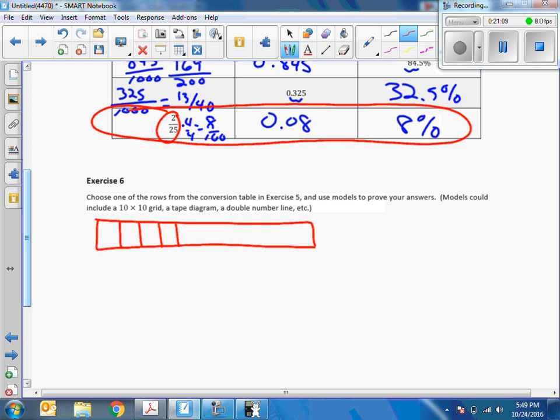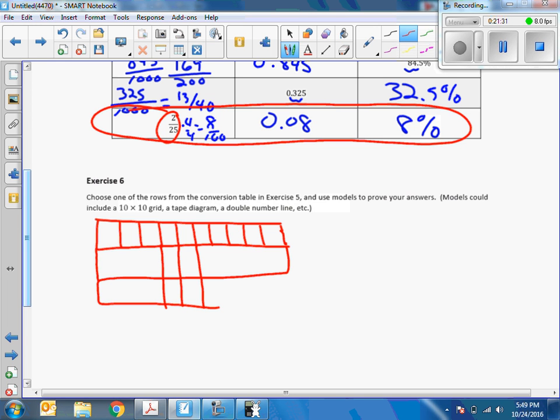So I'm going to make 1, 2, 3, 4, 5, 6, 7, 8, 9, 10. Oh, that's 11. Get rid of this one. There's 10. I want 25 of them. There's 20. 1, 2, 3, 4, 5. And there's 25. There are 25 squares. 2 are shaded. Okay.